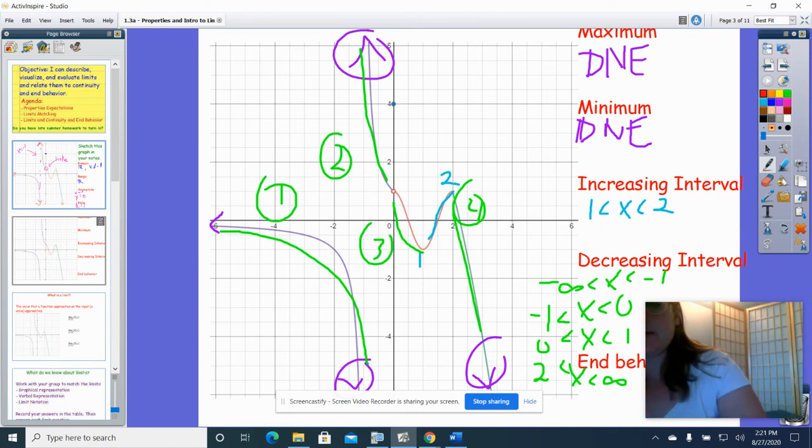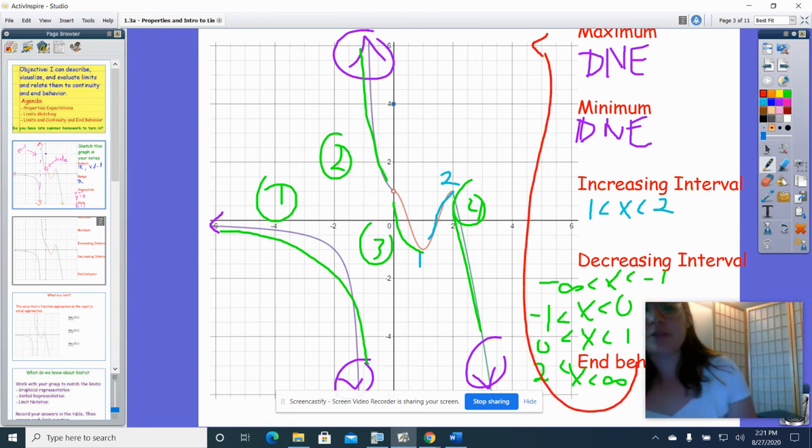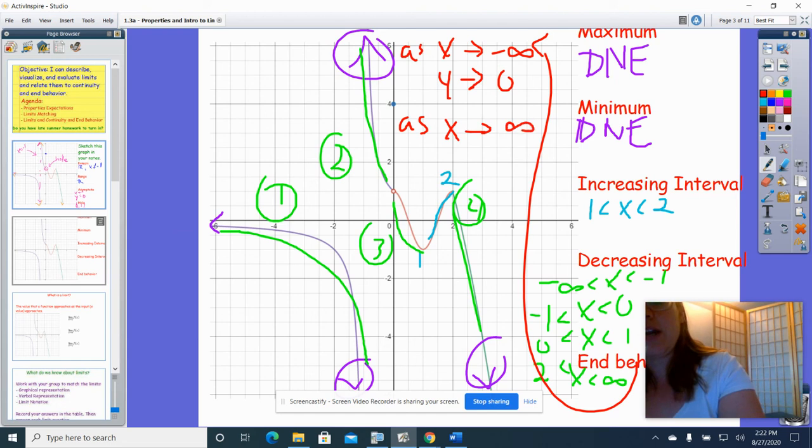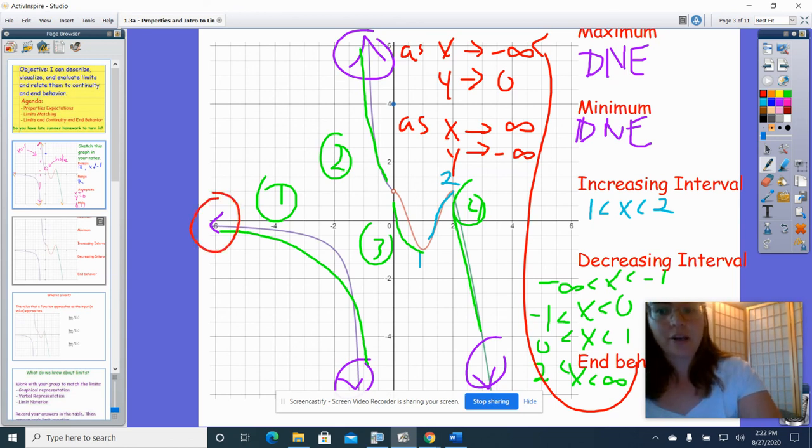I'm going to write this. I'm going to take the end behavior and write it up here because I'm running out of space. So end behavior is as x approaches -infinity, which means as we go further left on the graph, what's happening to y? Well, y is approaching 0. And then as x approaches +infinity, as we go further and further to the right on the graph, y approaches -infinity, right?